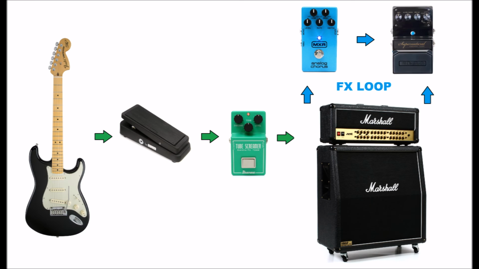I prefer to run all my time-based effects in the effects loop of an amplifier, not only because it's labeled effects loop, but for the same reason that I prefer to put the wah pedals and the compressors and all that good stuff in front of the overdrive. And that is to keep the signal as defined and as clean as possible, even on an overdriven metal tone.